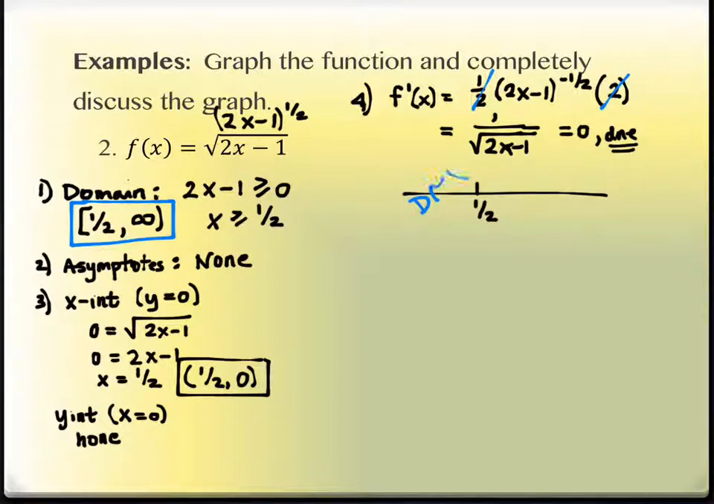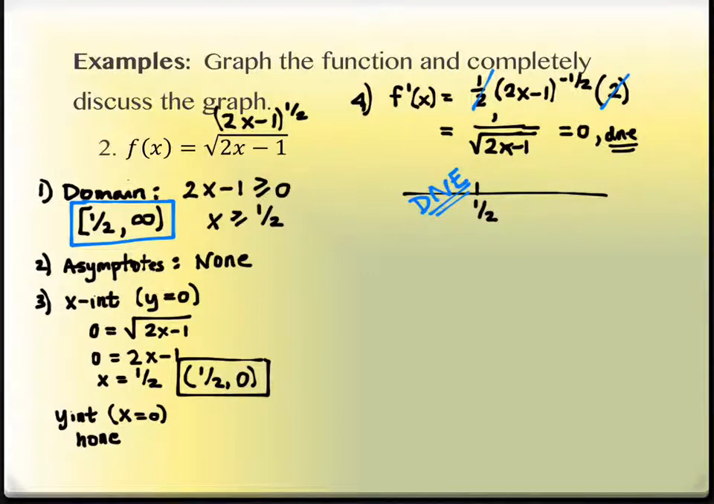It doesn't exist, right? These values on the left-hand side are not in my domain. Agreed? Yeah, they're not there. They are not in my domain. So I can't test something on the left-hand side of 1/2. I still can test something on the right-hand side of 1/2, though.